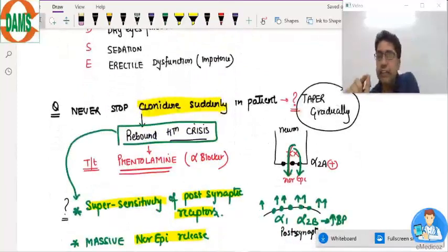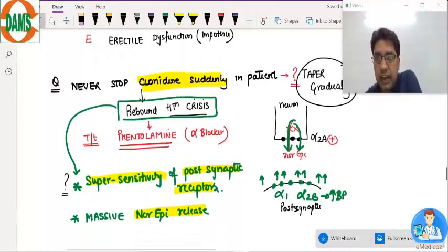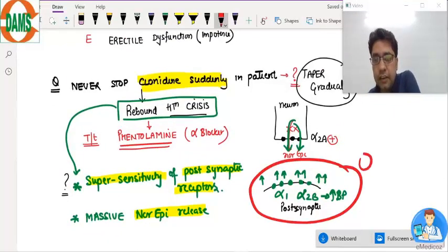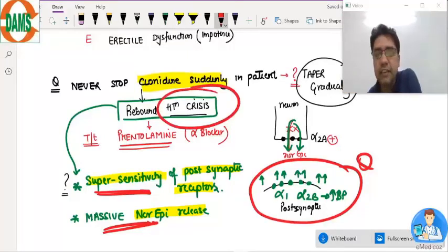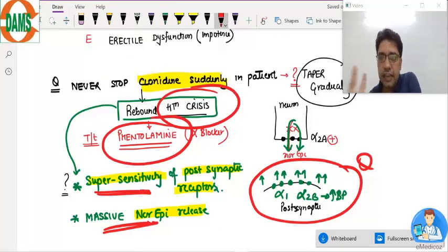Never stop clonidine suddenly because it will lead to sudden release of norepinephrine, and postsynaptic receptors are super sensitive because they haven't been acted upon for a very long duration of time. It will lead to a sudden shoot up of BP. Just like cheese reaction, there will be hypertensive crisis. Just like cheese reaction, you will give the same drug, phentolamine. So second use of phentolamine is cheese reaction. Second use is clonidine stoppage.